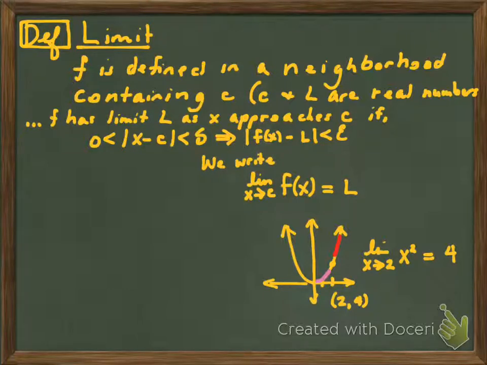So let's try that again. How do we know that it was 4 we were approaching there? It's the point. Because the coordinates of the point are 2, 4. How did I know the coordinates of the point were 2, 4? Because it's a parabola. Because 2 squared is 4.